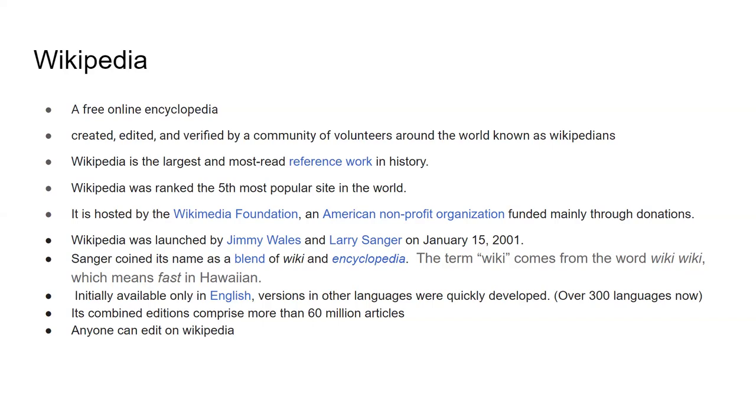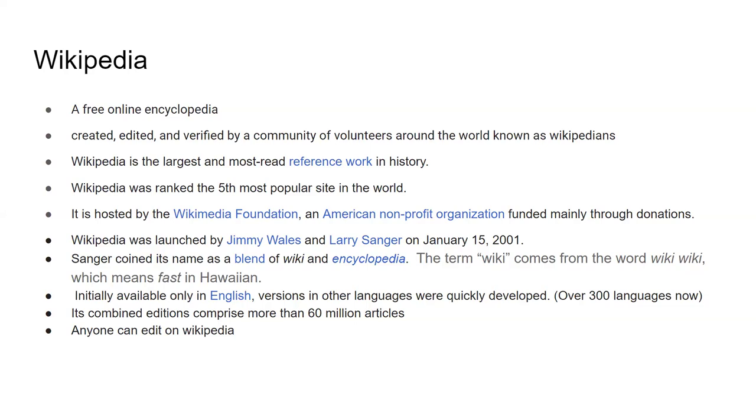The term wiki is a Hawaiian word, which means fast. So if you want to get something in an encyclopedia fast, you go to Wikipedia. And that's why whenever you Google, Wikipedia is usually the site that comes first.